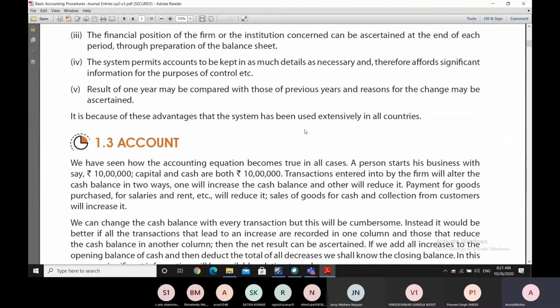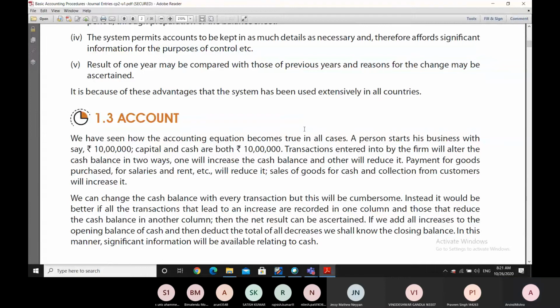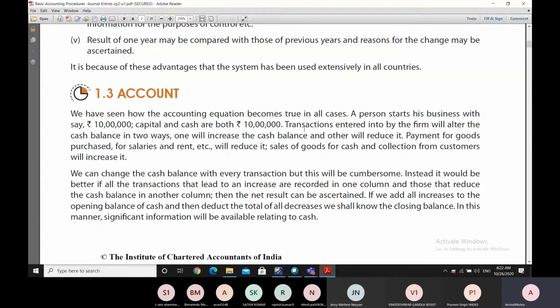Now let us say a person starts his business with 10 lakh rupees capital and cash. Whenever he enters into a transaction, his cash balance will alter in two ways. Either the cash balance will increase or it will decrease. Supposing he makes the payment for goods which he has purchased, his cash balance would decrease because he has made payment. If he makes payment for salary, his cash balance will decrease. If he makes payment for rent, his cash balance would decrease. Whereas when he sells some goods and gets cash for it, his cash balance would increase.